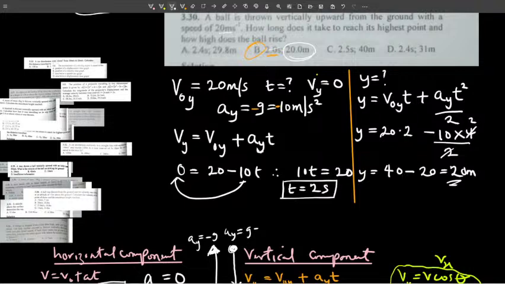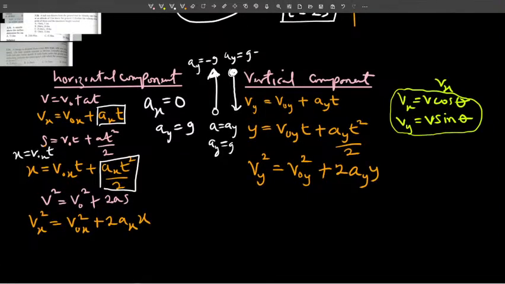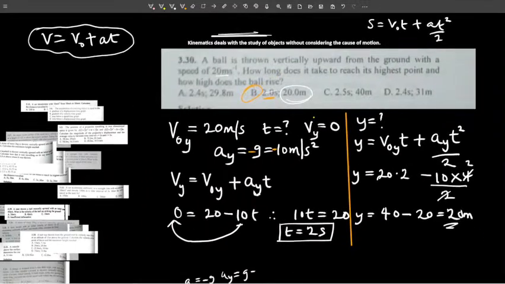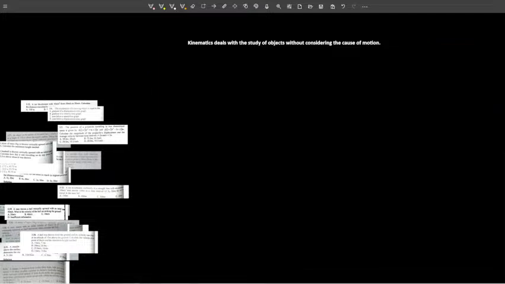So let's go straight to the next question. I hope this part is clear. I hope the formulas are also clear. So I want to wipe out the entire screen now. I hope the answers are clear as well. So let's move on. Okay. Next question.